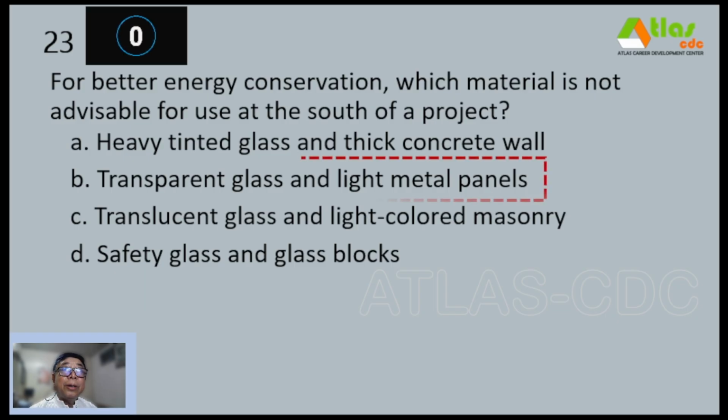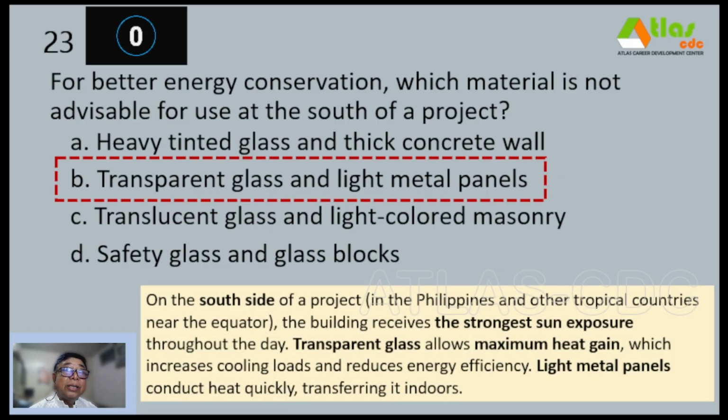And our correct answer is letter B, transparent glass and light metal panels. So on the south side of a project in the Philippines and other tropical countries near the equator, the building receives the strongest sun exposure throughout the day. Transparent glass allows maximum heat gain, which increases cooling loads and reduces energy efficiency. Light metal panels conduct heat quickly, transferring it indoors.